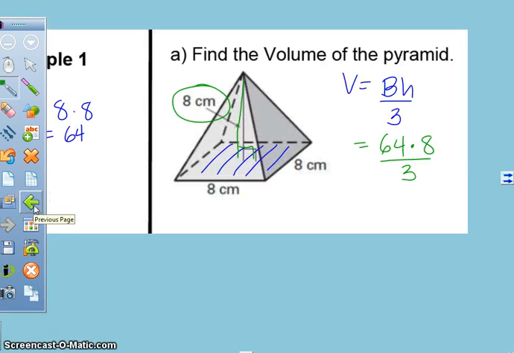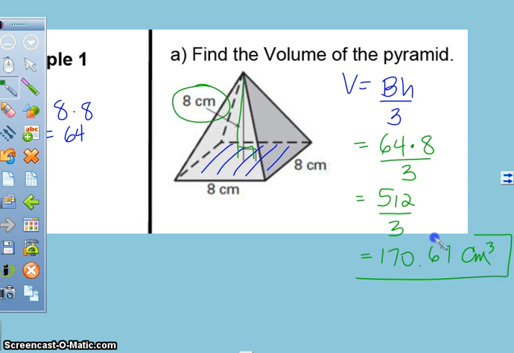So when I do this calculation, I'm going to do 8 times 64, which is 512. I'm going to divide it by 3, and my answer will be 170.67 centimeters, and we're back to volume now, so we say cubed.